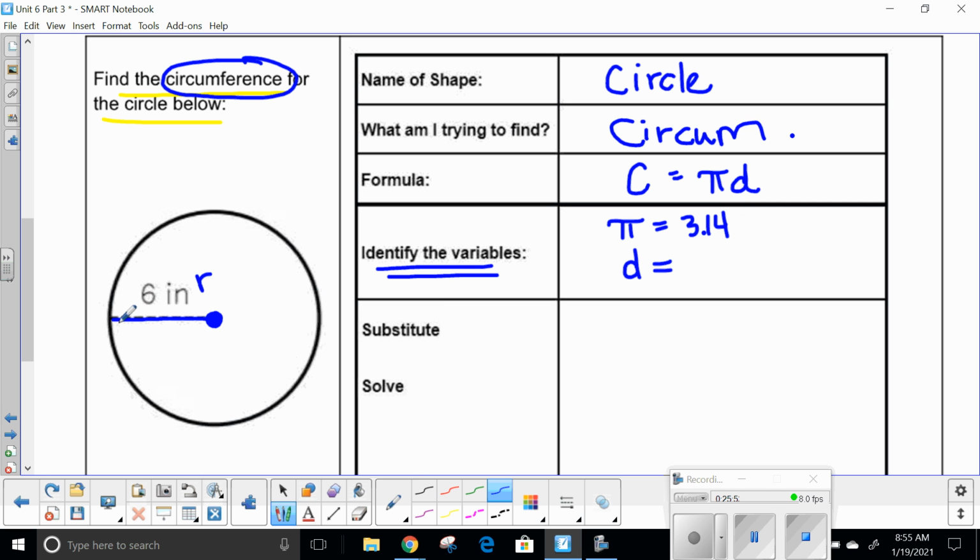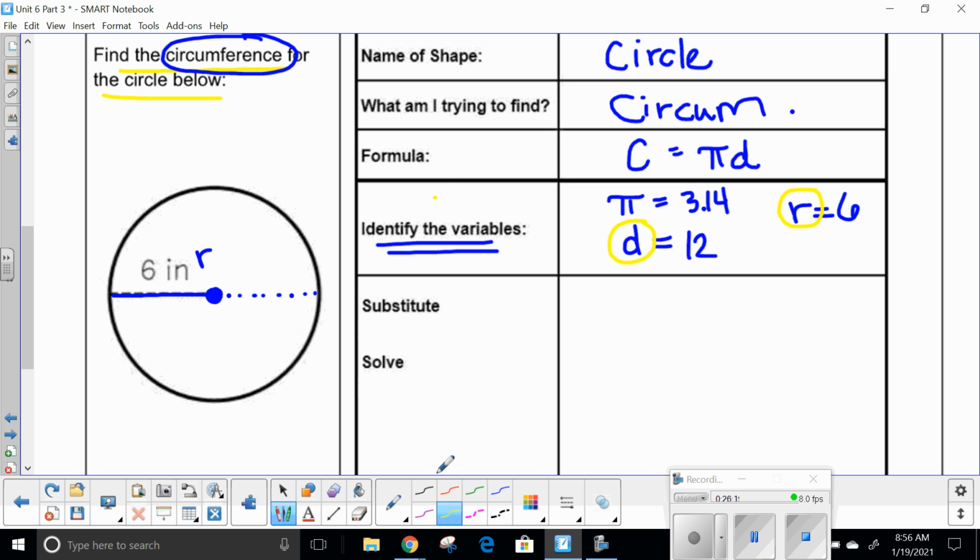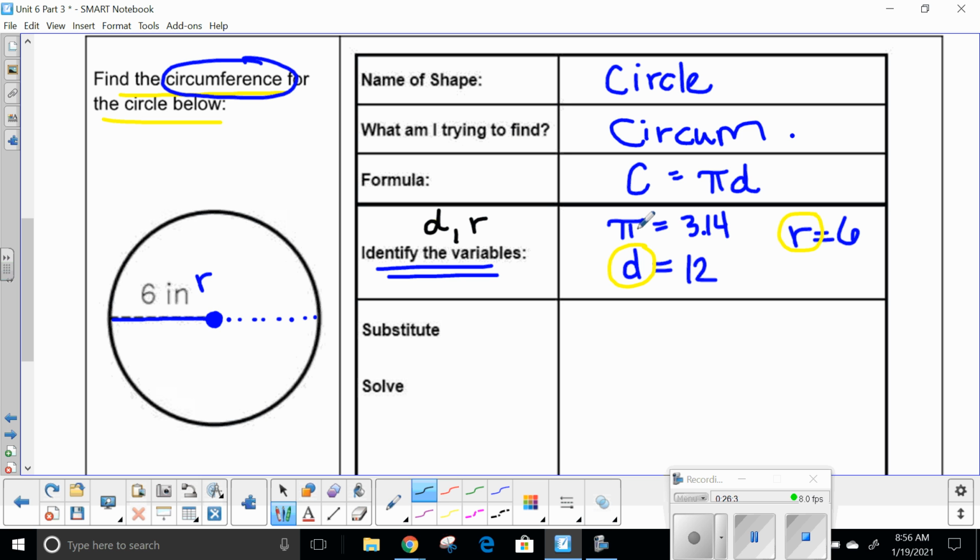And we need to know what diameter is. So what's diameter? Well, if radius is 6, then what is diameter? It would be another 6 all the way across, right? So diameter is 12. Now, I will always ask you to find D and R for every circle problem, and you'll see why when we get to area. Okay? So when we identify the variables, always find for circles, find diameter, and find the value for radius. Pi is equal to 3.14 always.